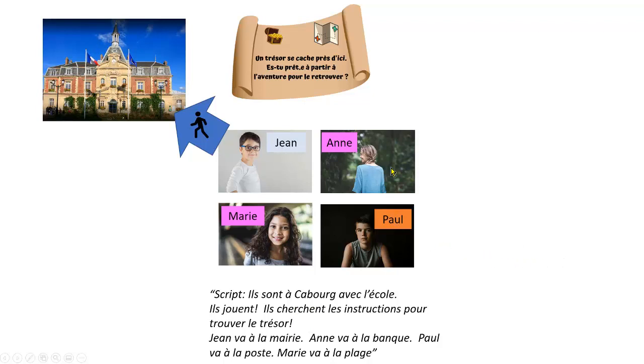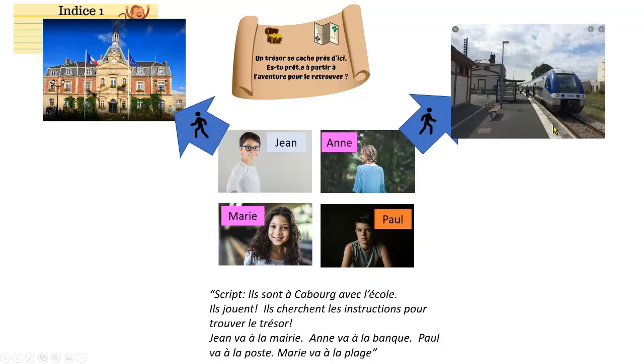Anne. Anne va où? Alors Anne va à la gare. À la gare, ça c'est la gare. À Cabourg, il y a une gare. Voilà la gare. Anne va à la gare. So in Cabourg, there is a station. There is the station. Anne goes to the station.